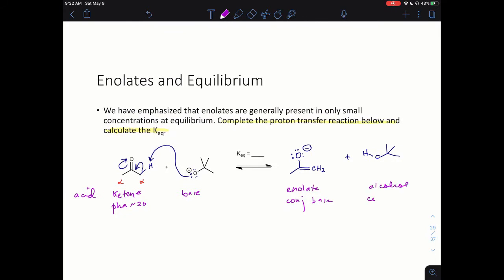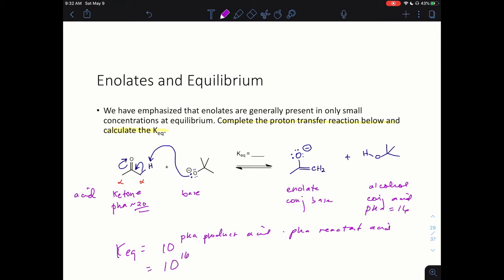Yes, we're going to calculate the equilibrium constant. It's 10 to the difference in the pKa between the product acid and the reactant acid. So the pKa of the product acid minus the pKa of the reactant acid. In this case, the ketone has a pKa of 20. Alcohols have a pKa of 16. So the equilibrium constant is 10 to the 16 minus 20, or 10 to the negative 4.